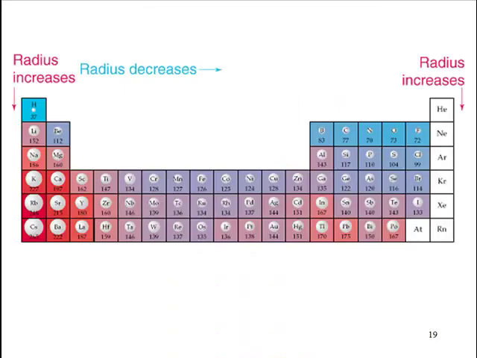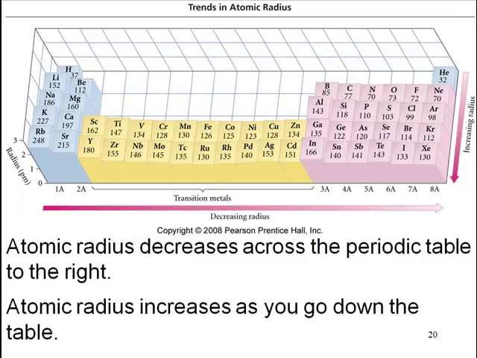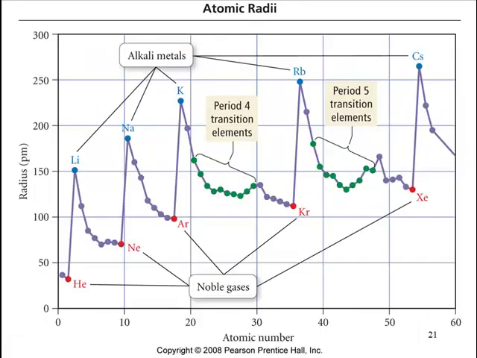Okay? So as you go down the periodic table, the radius increases. As you go across, the radius decreases. And this is true even for the noble gases over here. Atomic radius decreases across the periodic table to the right, and atomic radius increases as you go down the table. Again, this is the same way of showing the same exact thing I did on the last 2 slides. Different picture. If it works better for you, good.